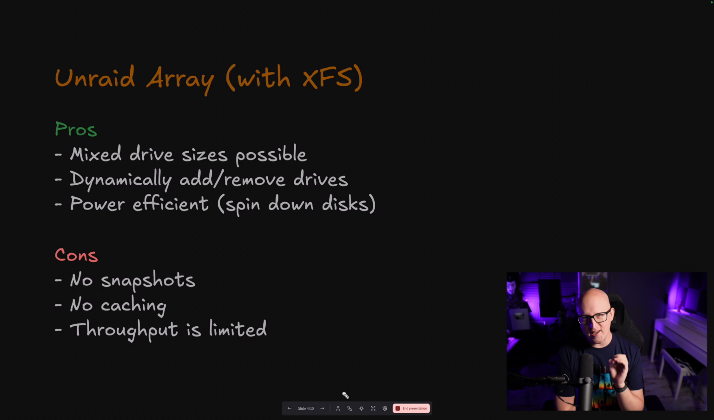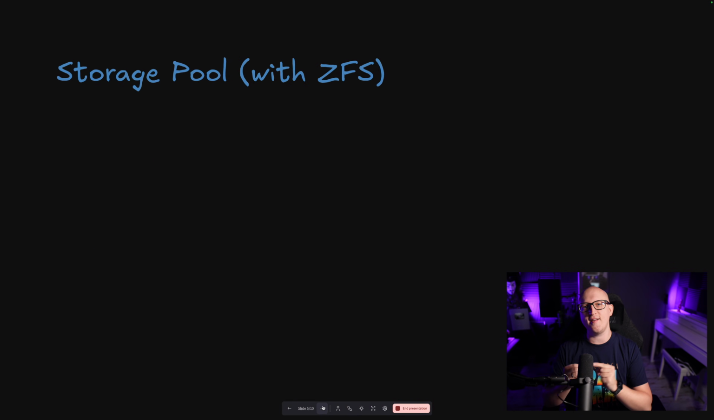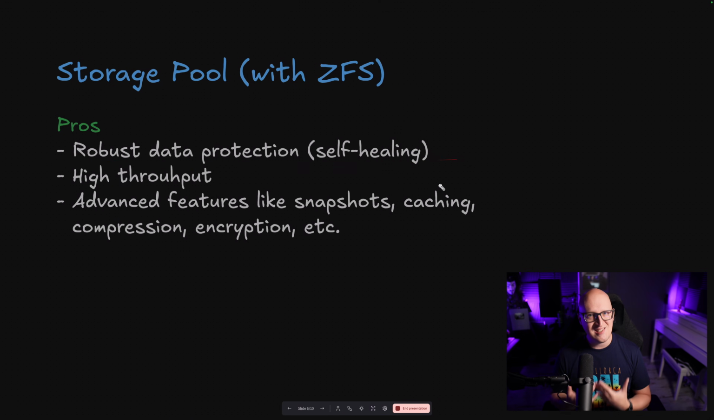That's why it still can make a lot of sense to not use the Unraid array and instead create a storage pool with an advanced file system like ZFS, which offers a robust data protection by default. As I've shown you in the web UI, you can mirror any number of drives, you can create any RAID systems with different fault tolerance levels. It is a self-healing file system, so you don't need to schedule any parity checks that take a long time.